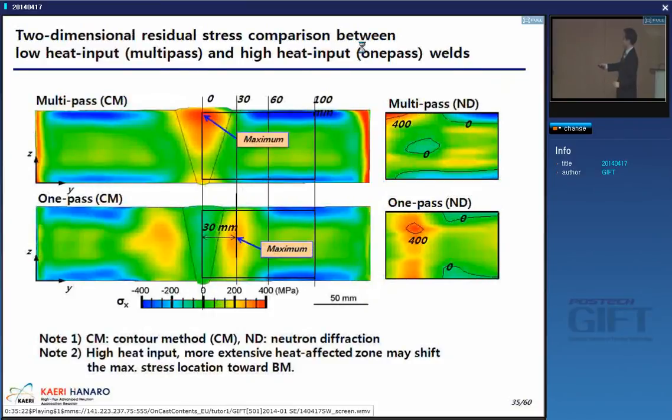Here is the result. It looks interesting, beautiful, but here is the multipass, the conventional welding. This is the newly developed welding. A lot of welding passes here.